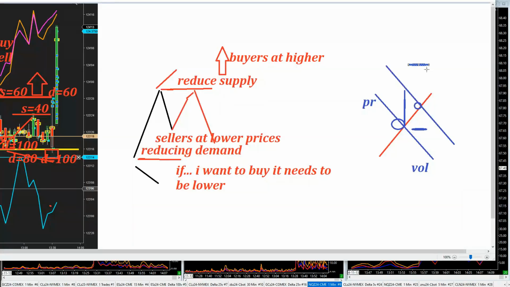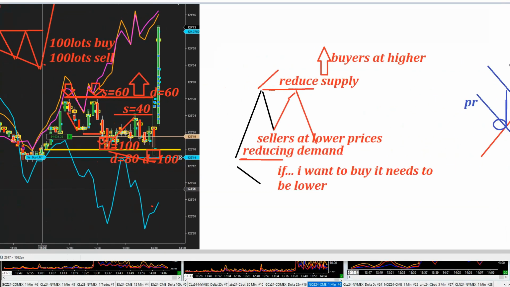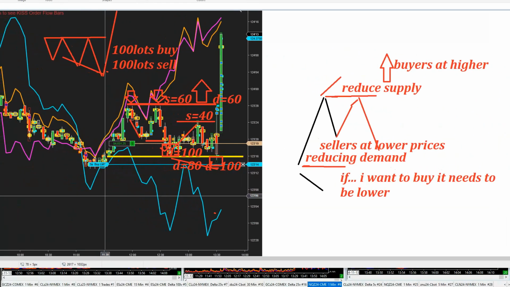But in addition to that, we also had another piece of information, which is called order flow. Because when we're seeing this demand increasing from a price action point of view, did we actually see demand increasing? Well, look at all that selling delta.